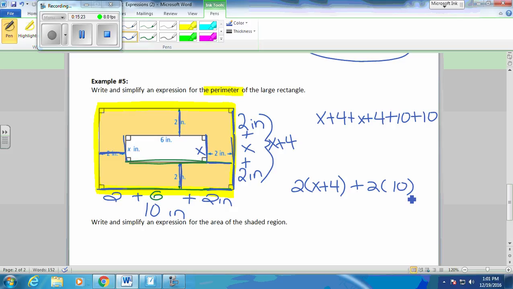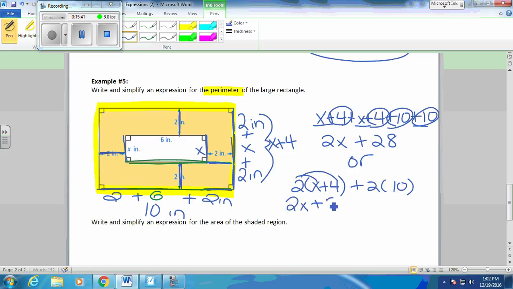So up here I have x, which is 2x, and then I have 4, 4, 10, and 10. 4 plus 4 is 8, 10 plus 10 is 20, so that will give me 2x plus 28. Or over here, using the distributive property, it will be 2x plus 8 plus 2 times 10 is 20. So again, there's my answer of 2x plus 28. So remember that perimeter formula, P equals 2L plus 2W, that's what I'm using right here.